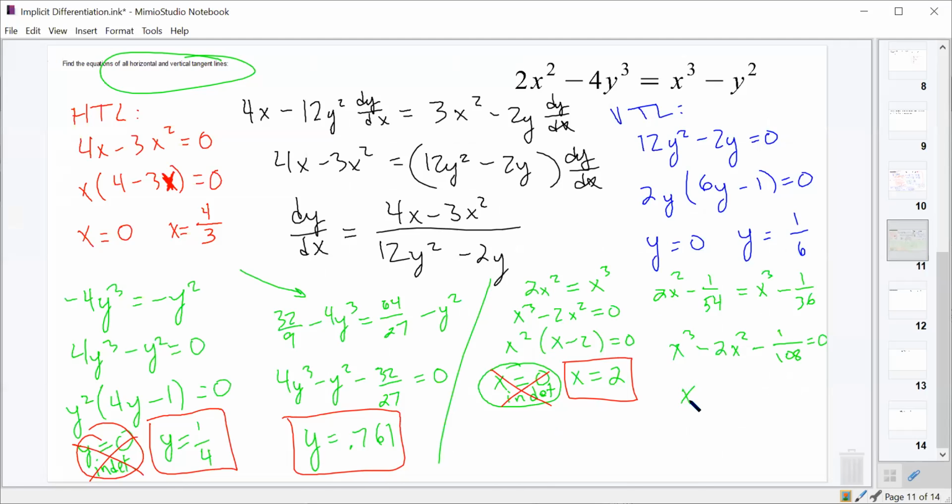So this gives us x equals 2.002. And that will be our other vertical tangent line. We have 2 horizontal tangent lines and 2 vertical tangent lines. Everybody good with that whole process there? Yeah. Cool. Let's graph this and see what it looks like.